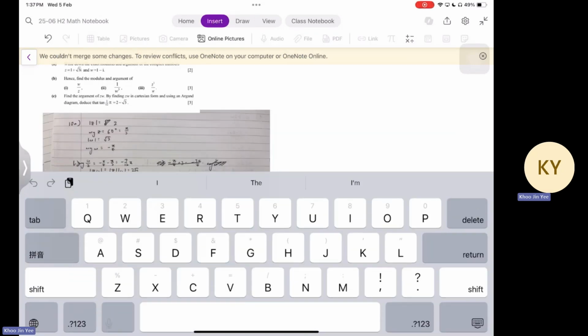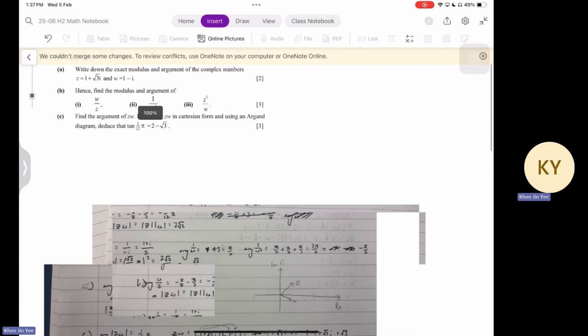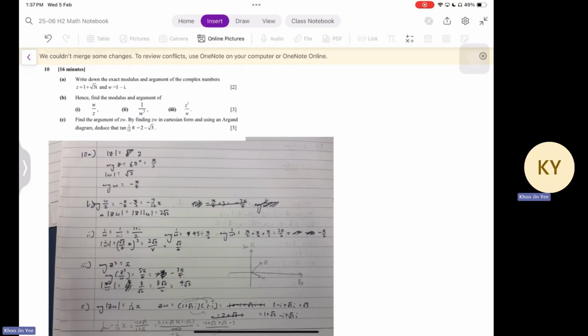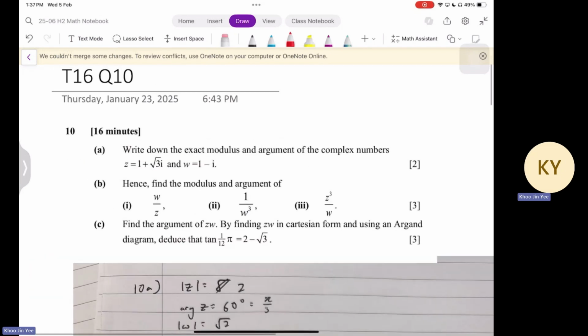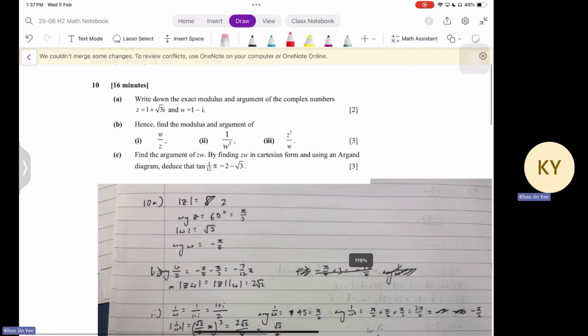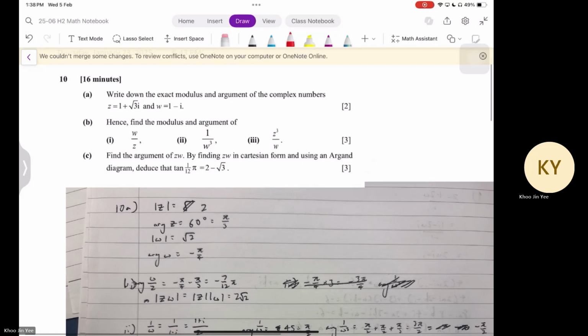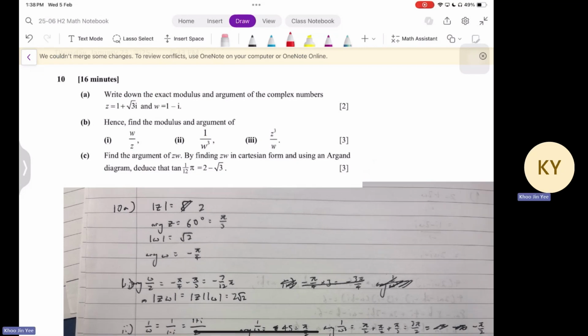Okay, for question 10, we are extending the idea from questions 4 and 5. Part A: write down the exact modulus and argument of the complex numbers. So what Zhong Xian did was, the first one: mod z is 2, argument z is pi over 3. Mod w is root 2, argument w is negative pi over 4. Correct? Of course it is.